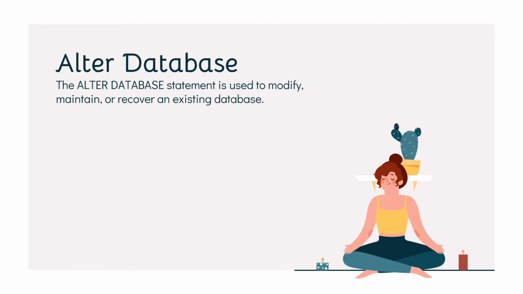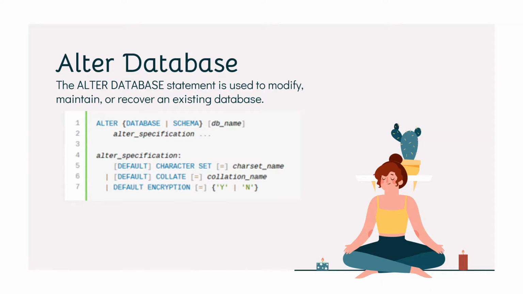You can see the alter database syntax in this screenshot. The syntax is alter, then database or schema, and then the database name, then the alter specification. An example of an alter specification is if we want to modify the character set, collation, or encryption of our database.